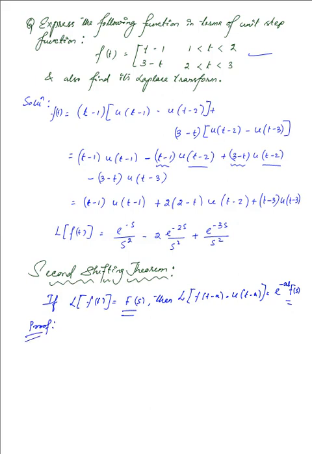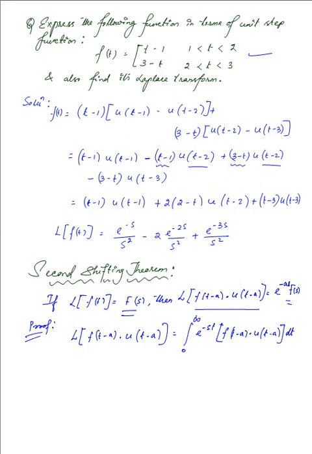As far as the proof is concerned, we'll first start off with the left hand side. So the Laplace transform of f of t minus a times the unit function of t minus a is equal to, by the definition of the Laplace transform, the integral of e raised to the power minus st, times the term to be transformed, that is f of t minus a, and then u of t minus a, all of that times dt.